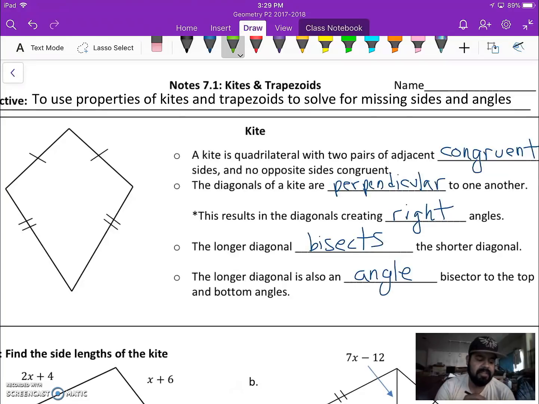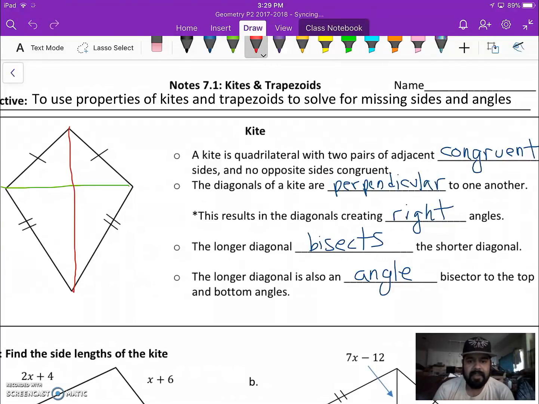So right here we're going to draw our first diagonal, the shorter diagonal, and then going up and down we're going to draw our longer diagonal. So the first thing we said about the diagonals is that they're perpendicular. So let's go ahead and draw in right angle marks. Now I know I put 2 there, but all 4 of those angles in the middle are right angles.